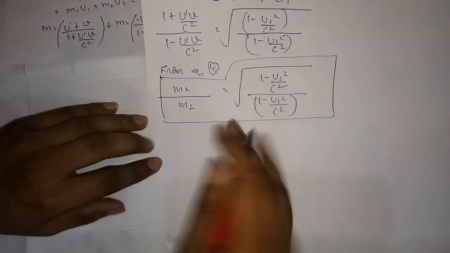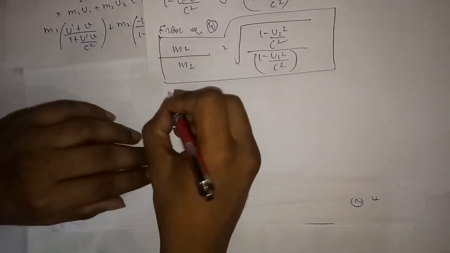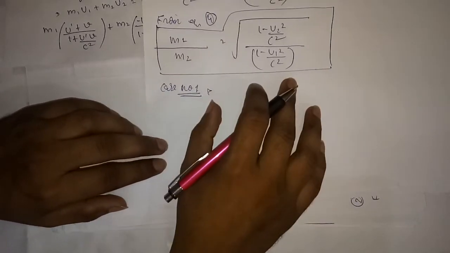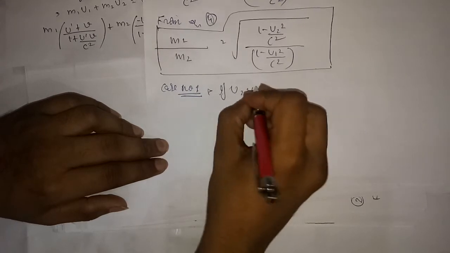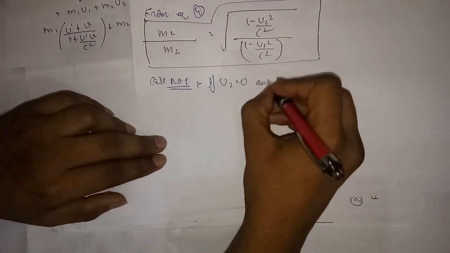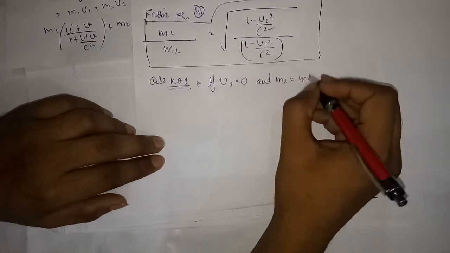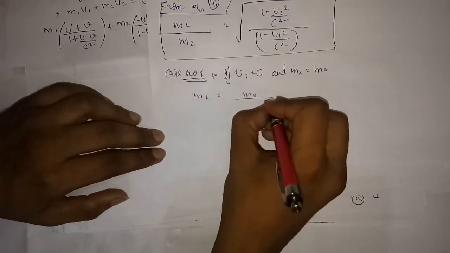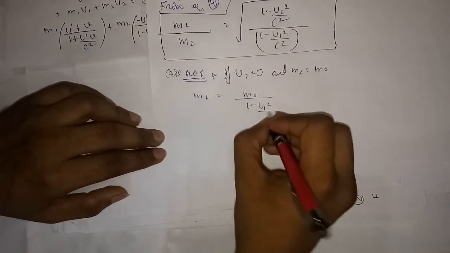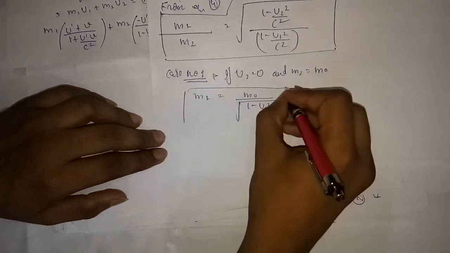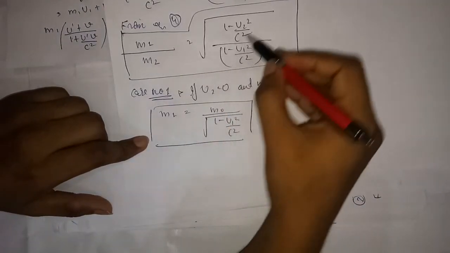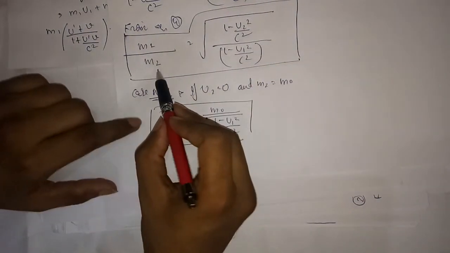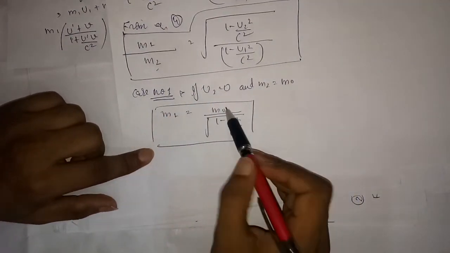Okay, now we have some cases. Case number 1. So if u2 equal to 0 and m2 equal to m0, then m1 becomes m0 upon 1 minus u1 square upon c square under root. Okay, so if u2 is 0, then its under root becomes 1 and m2 is m0, so when m0 is multiplied by 1 it becomes m0, right?